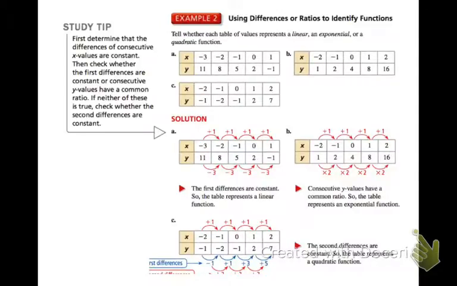So here's the study tip. First, determine that the differences of consecutive x values are constant, then check whether the first differences are constant or consecutive y values have a common ratio. If neither of these is true, check the second differences. So we'll first be checking to see if it's linear, then see if it's exponential, and finally, if it's neither of those, make sure that the second difference is constant in order to determine that it is quadratic.